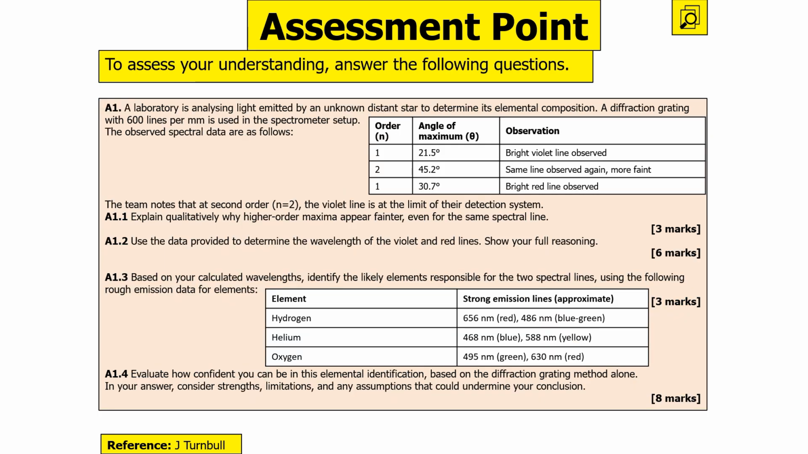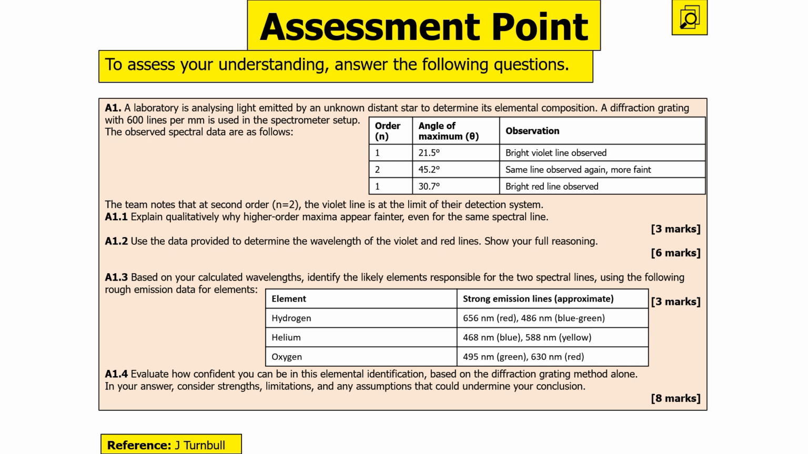Now, a laboratory is analysing light emitted by an unknown distant star to determine its elemental composition. A diffraction grating of 600 lines per millimeter is used in the spectrometer setup. The observed spectral data are as follows. The team notes that the second order, n equals 2, violet line is at the limit of the detection system.